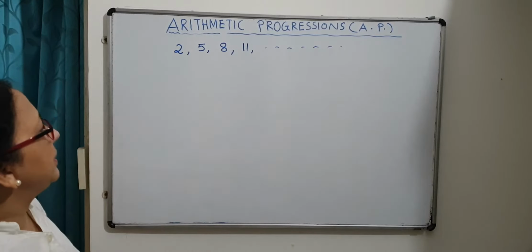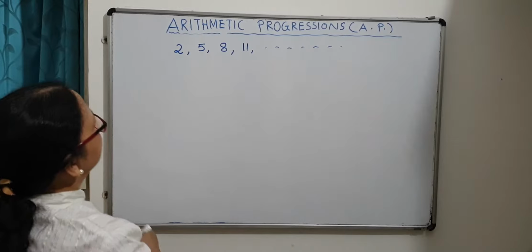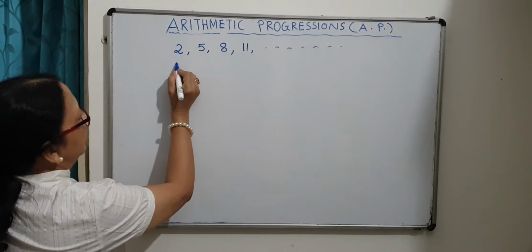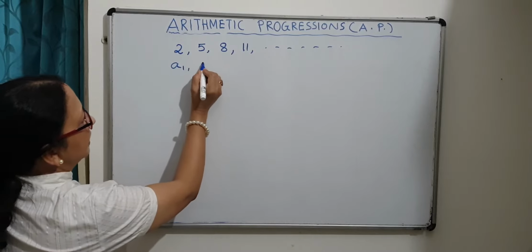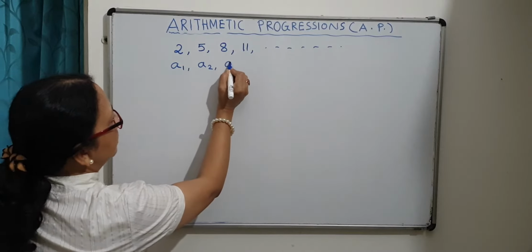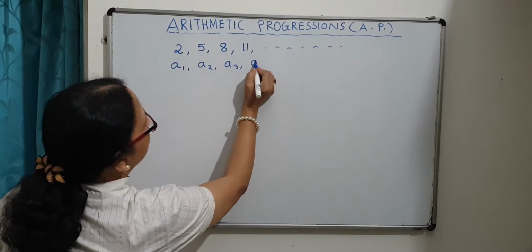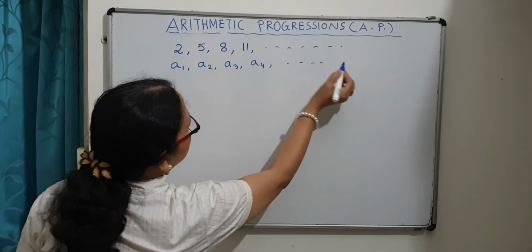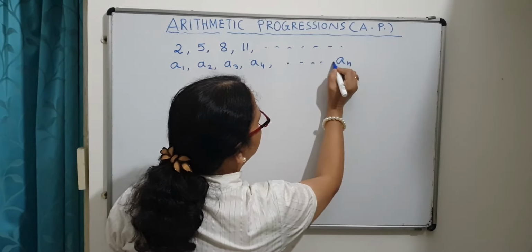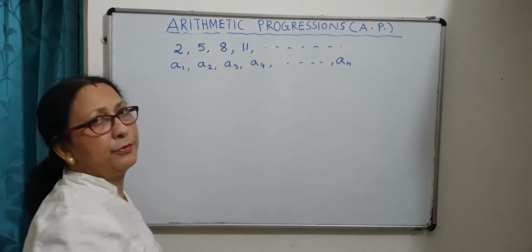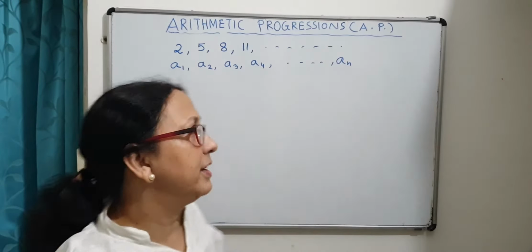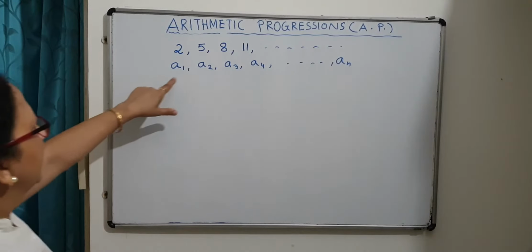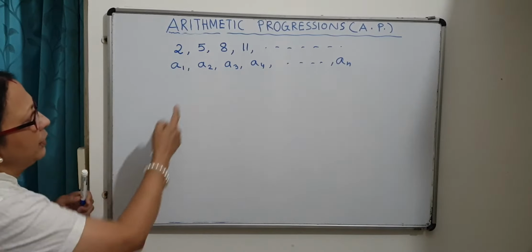If I write the terms in this way: first term A1, second term A2, third term A3, fourth term A4, in this way you can go up to the nth term. If n is a finite number, it will be a finite AP, and if it goes up to infinity, it will be an infinite AP.